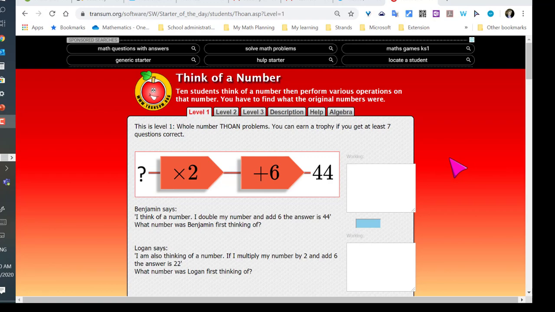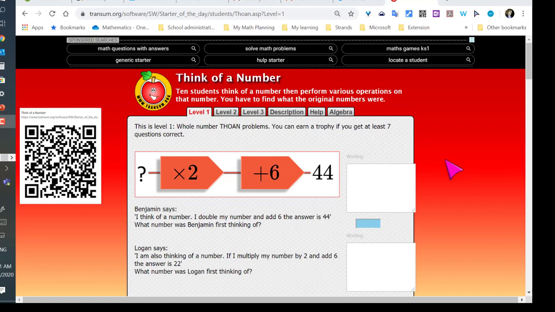It is our first lesson in a series of algebra lessons, and I hope you enjoy this journey as much as I am. So today's lesson is about think of a number. Now there are 3 levels, and I would like you to work through the 3 levels. Let me show you the first level and an example of the first one.